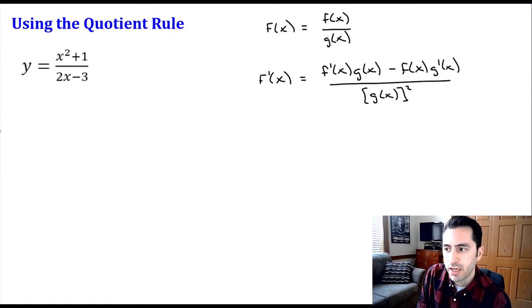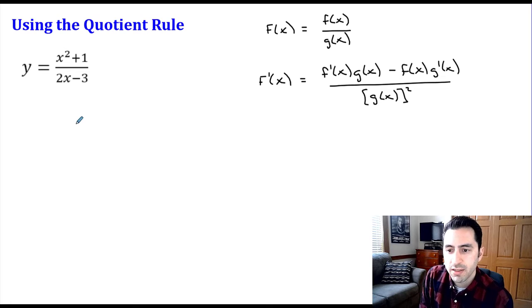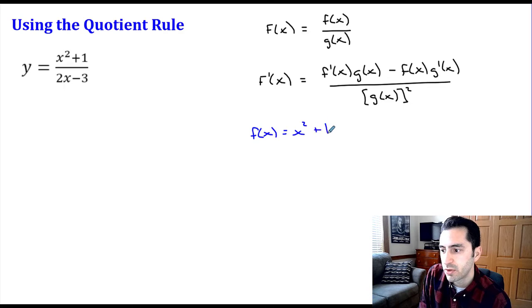So if we take a look at our example, we have y is equal to x squared plus 1 divided by 2x minus 3. So I can think of this as the quotient of two functions. So why don't we say, okay, we're going to let lowercase f of x be the numerator, which is x squared plus 1, and we'll let g of x be the denominator, 2x minus 3.